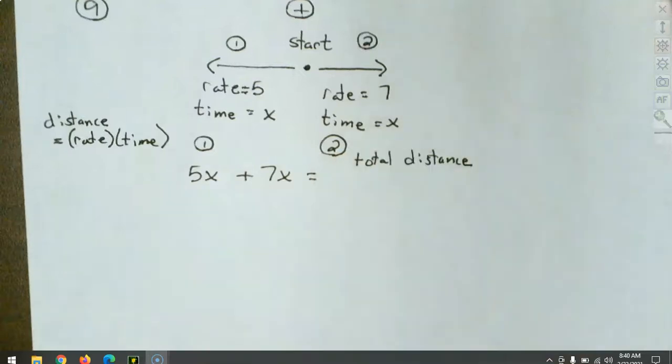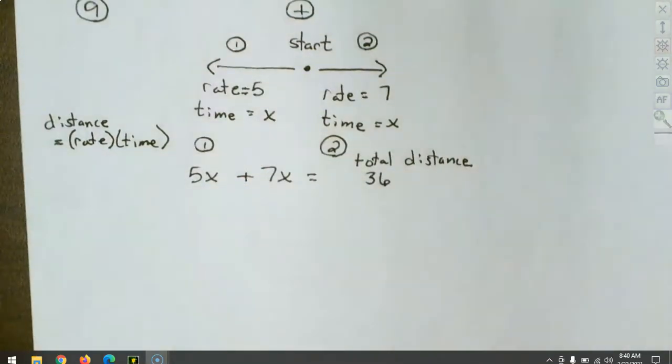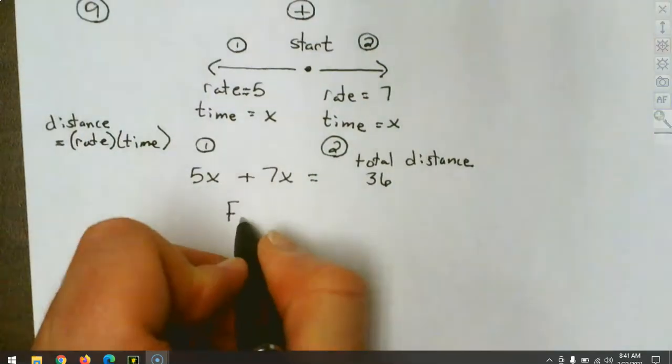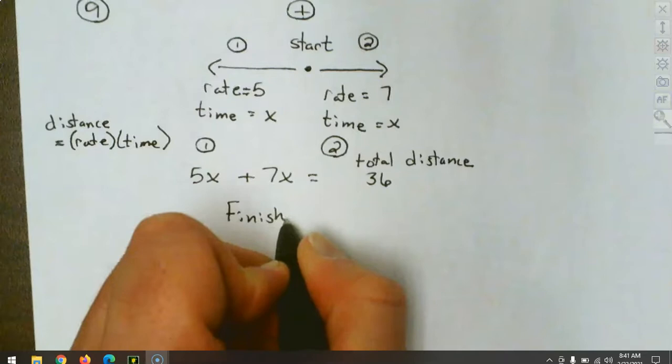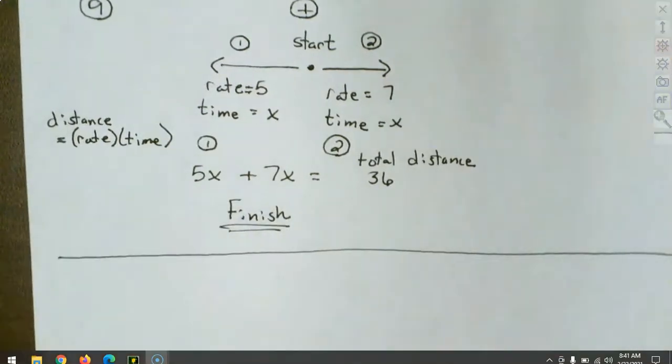And what's my total distance here? It gives this in the question. It gives you that these are 36 miles apart. And you should be able to finish this one without a lot of work from there. But do you see how I set up the question? Now, why are these adding?